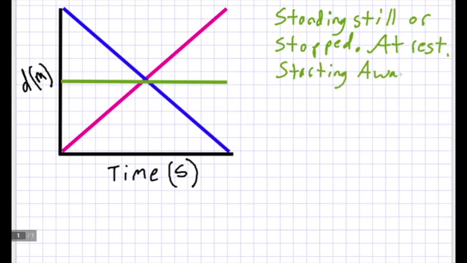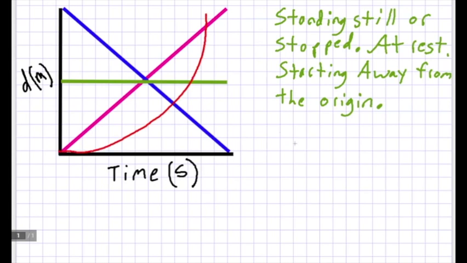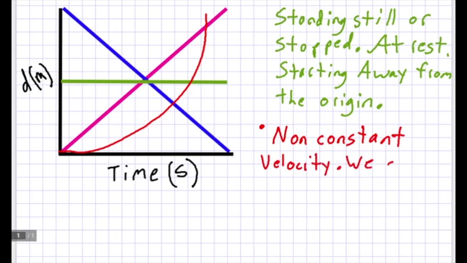We need to notice though that our distance isn't 0, which means that we're actually starting away from the origin here. Now let's take a look at another line, but this time it's going to be curved. Since this line is curved, the slope is changing everywhere on this line. And since we have a changing slope, that means that we have a changing velocity, in other words our velocity is non-constant.